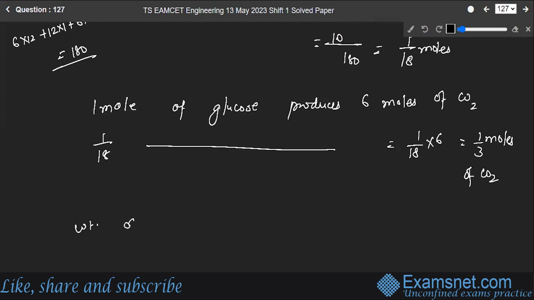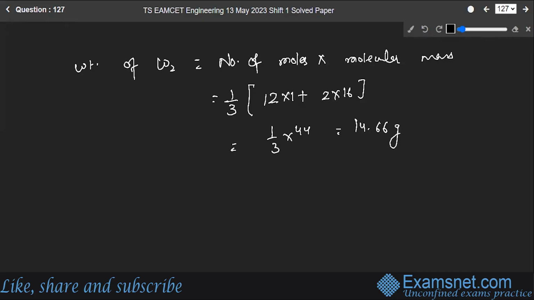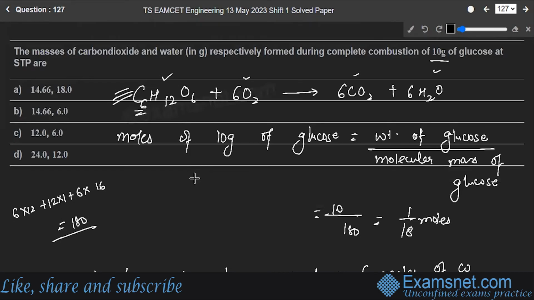What will be the weight of carbon dioxide? That is equal to number of moles multiplied by molecular mass. So this is equal to 1 by 3 into the molecular mass of carbon dioxide, which is 12 into 1 plus 2 into 16. That is equal to 14.66 gram.